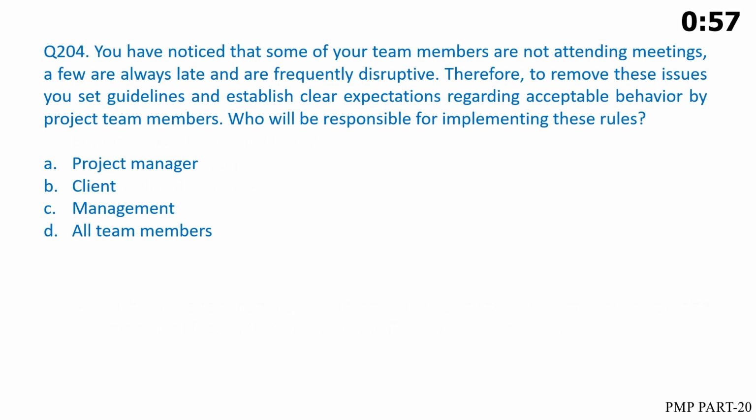You have noticed that some of your team members are not attending meetings, a few are always late and are frequently disruptive. Therefore, to remove these issues, you set guidelines and establish clear expectations regarding acceptable behavior by project team members. Who will be responsible for implementing these rules? A. Project manager. B. Client. C. Management. D. All team members.